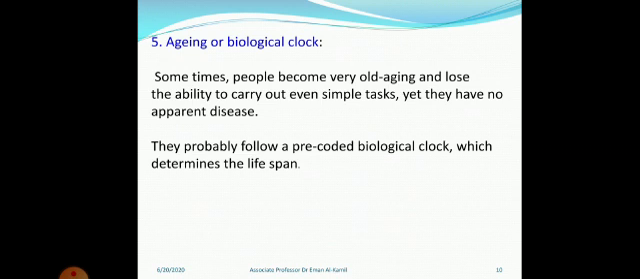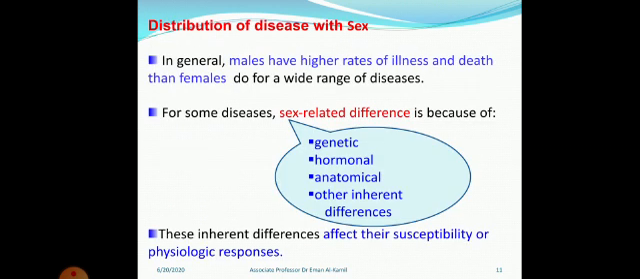Aging or biological clock. Sometimes people become very old and lose the ability to carry out even simple tasks, yet they have no apparent disease. The aging process is a physiological or biological process, by aging of the cells. So some individuals have no disease, but because of biological changes, or the biological clock, they are unable to carry out everyday living activities. So they probably follow a pre-coded biological clock which determines the lifespan.